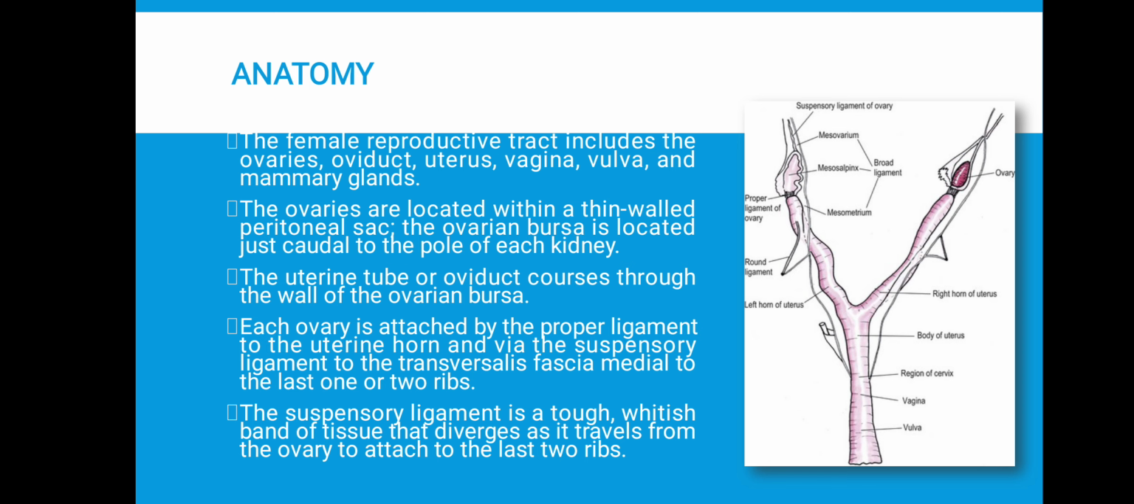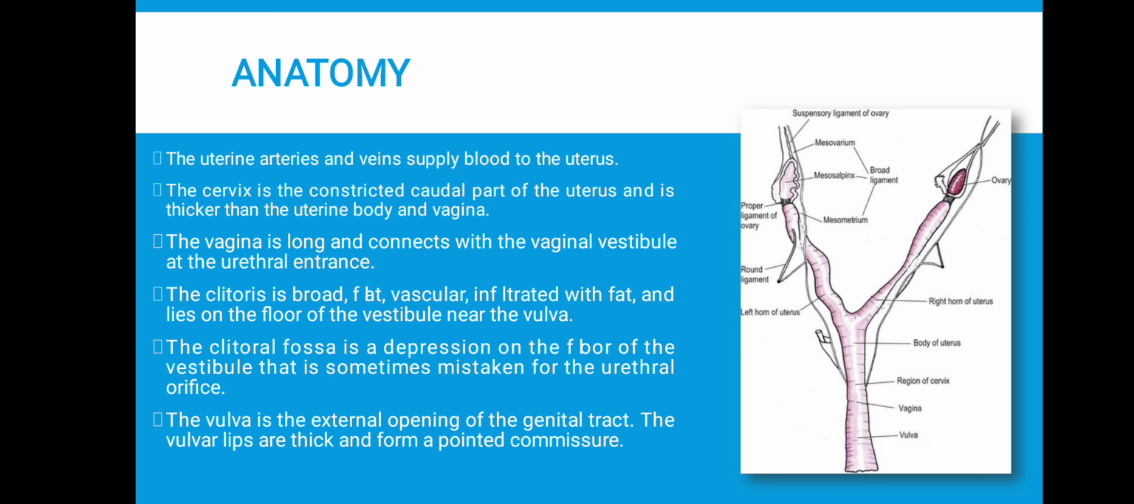Each ovary is attached by the proper ligament to the uterine horn and via the suspensory ligament to the transversalis fascia medial to the last 1 or 2 ribs. The suspensory ligament is a tough, whitish band of tissue that diverges as it travels from the ovary to attach to the last 2 ribs. The uterine arteries and veins supply blood to the uterus.